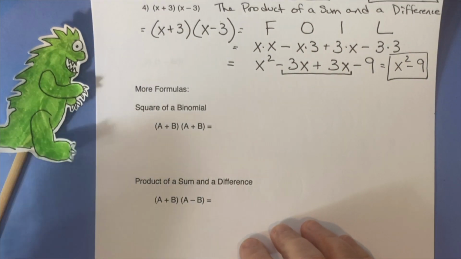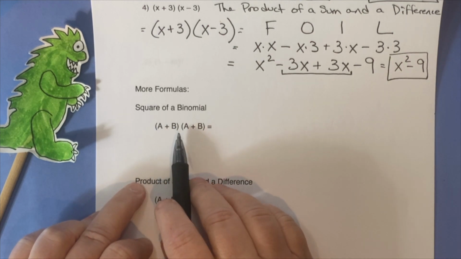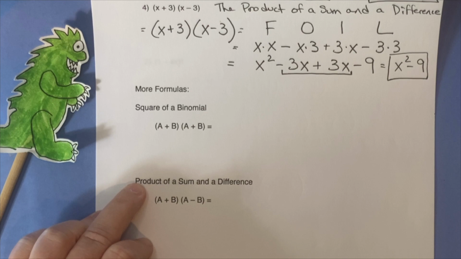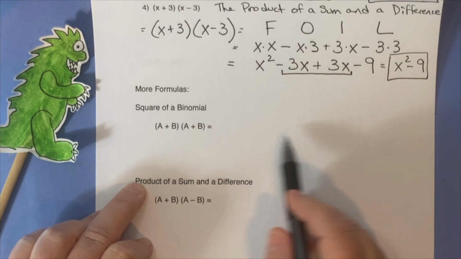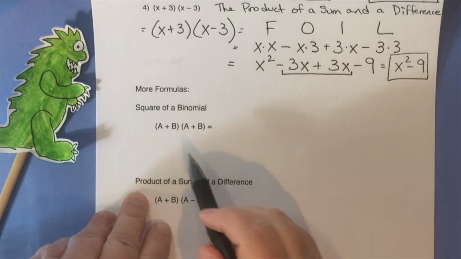In this case, I'm going to use letters A and B. This is very traditional to use A and B. And what we're going to do is just create a formula. So instead of having to do the multiplication over and over again, I can instead maybe memorize the formula if I want. So let's go ahead and work it out.